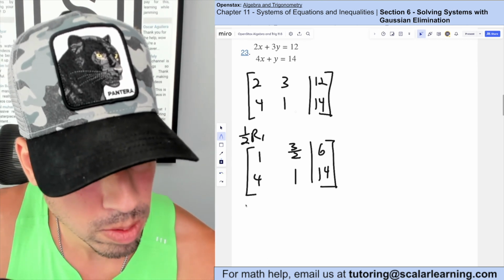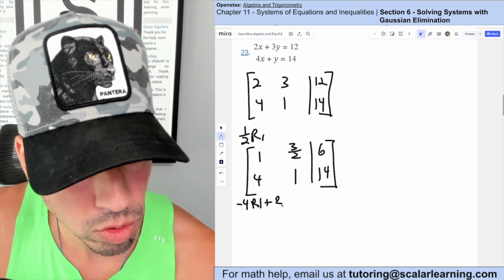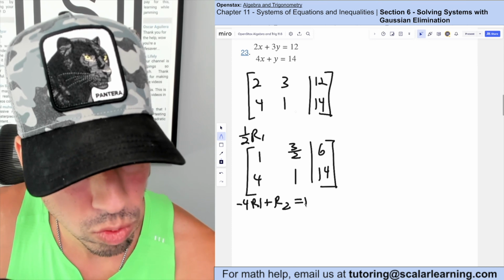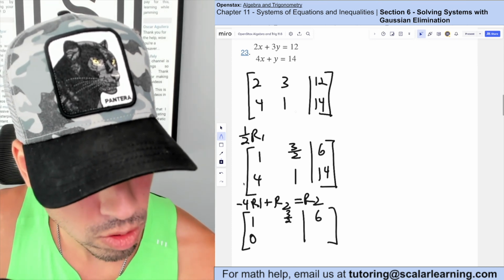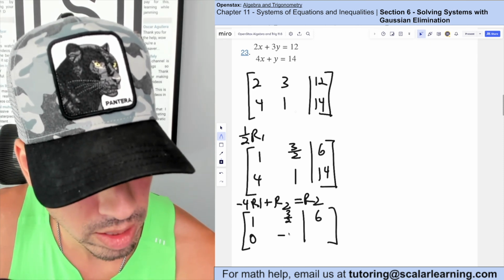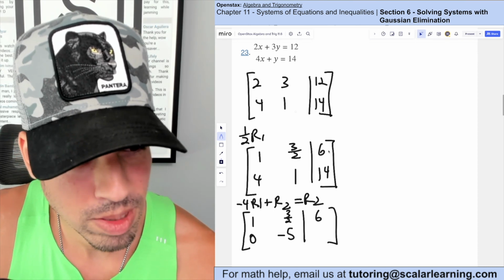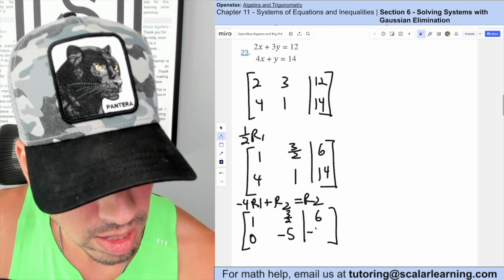So what I'm going to do is multiply row 1 by negative 4, and I'm going to add it to row 2 to get a new row 2. Let's write it out. So we've got negative 4 times 1 is negative 4, plus 4 is 0. Negative 4 times 3 halves, that's negative 6, plus 1 is negative 5. And then negative 4 times 6 is negative 24, plus 14 is negative 10.